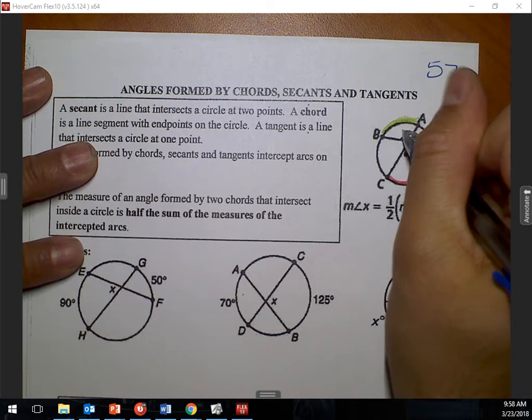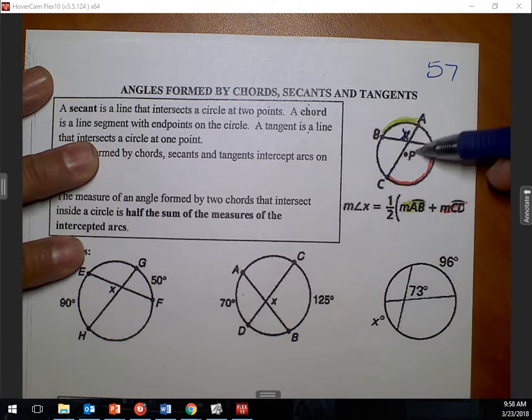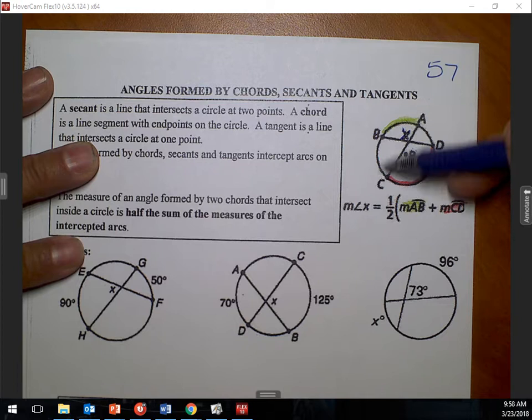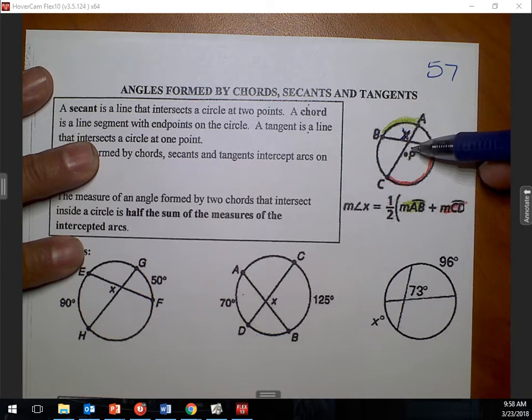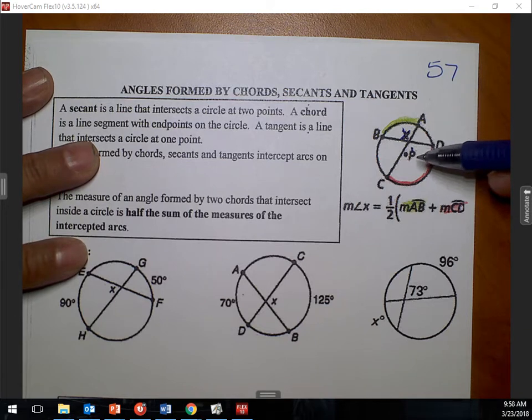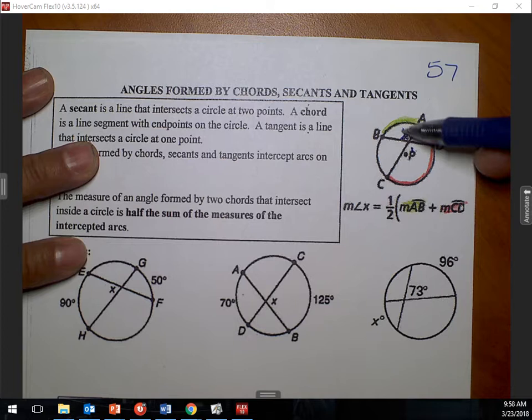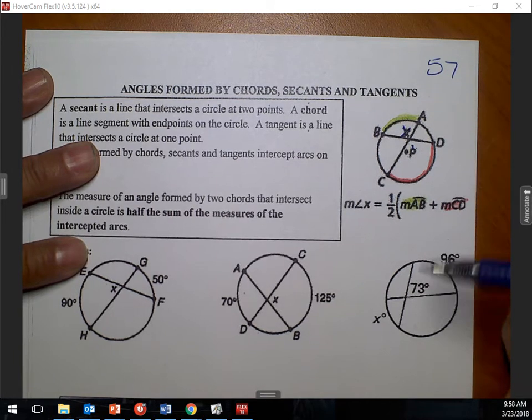Now, serious question. Since this makes an X, this makes an X right here, right? So this one, if the angle is on this side, would it change anything? If the angle's on this side right here, would it change anything? No, why? Vertical, very good. Now, these are vertical angles here. So if it's on this side or this side, it would be the same.